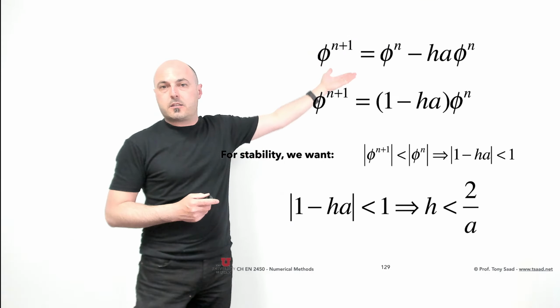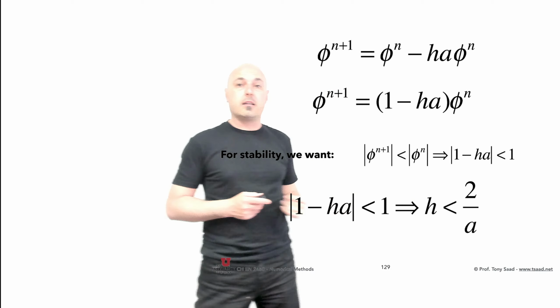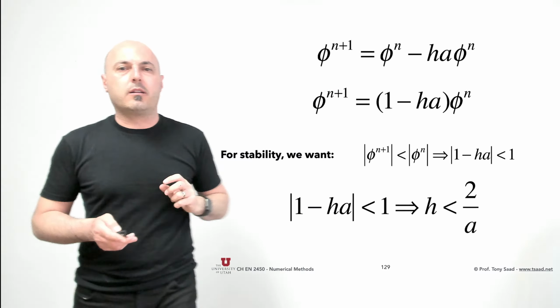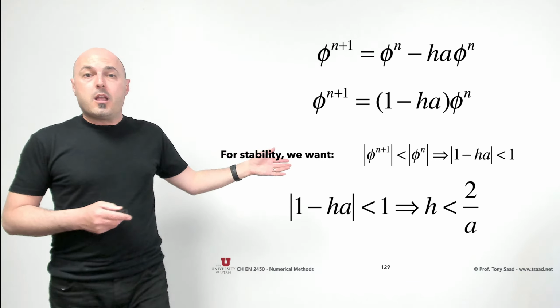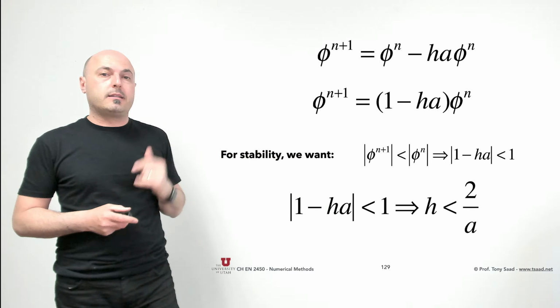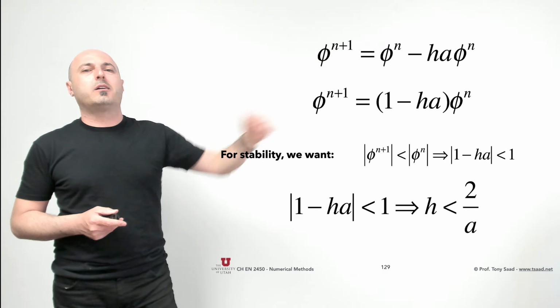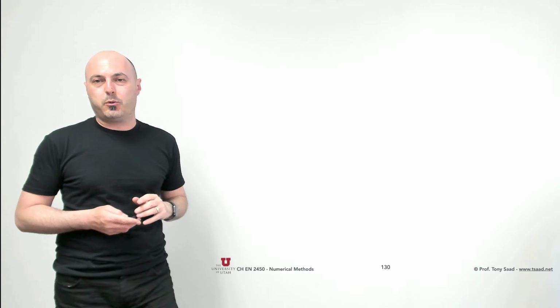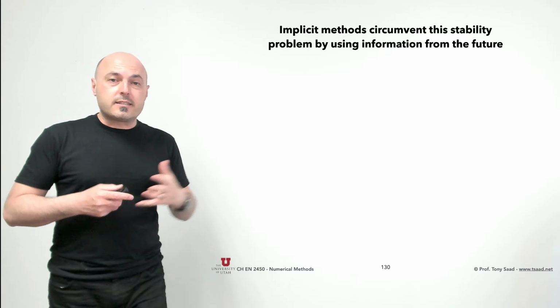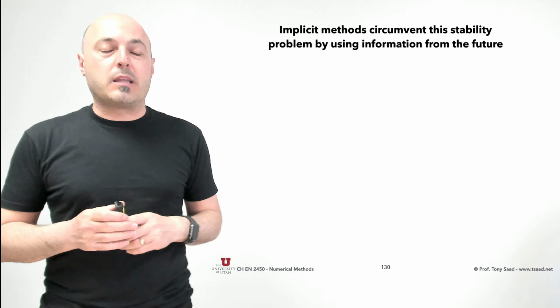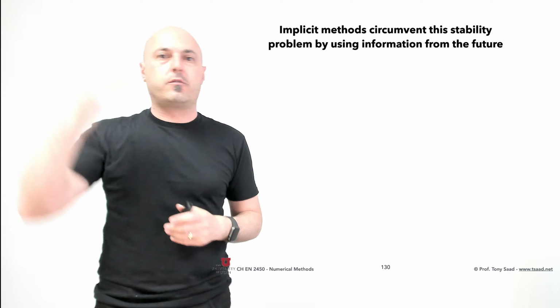And in other cases for A, that's a condition of delta t. So there is conditional stability in this case. Now, you can meet this condition and have a stable integrator, but you're going to have to use a lot of points, like in that example we did. Okay? Implicit methods circumvent this stability problem by using information from the future.